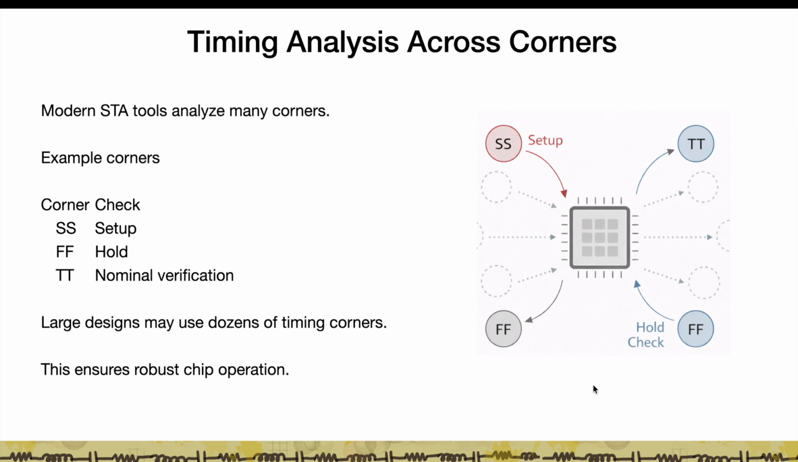The diagram shows the idea: SS for setup checking, FF for hold checking, TT for nominal checking, and potentially many more corners orbiting the design, each one probing a different failure mode. Every one of these corners runs a full timing analysis: forward propagation, backward propagation, slack at every node. The chip isn't signed off until it passes all of them.